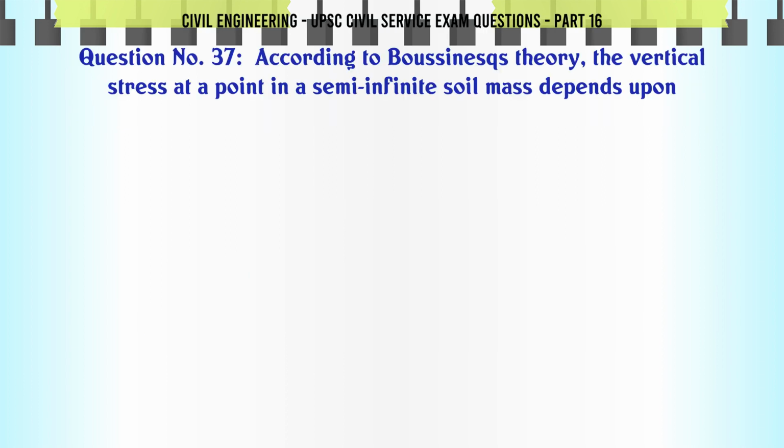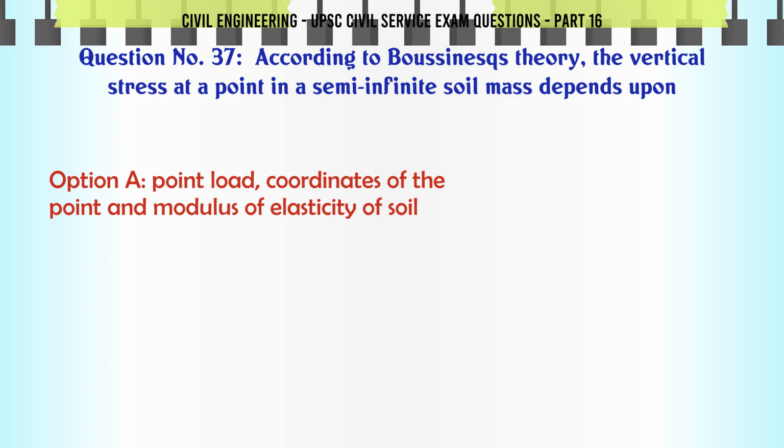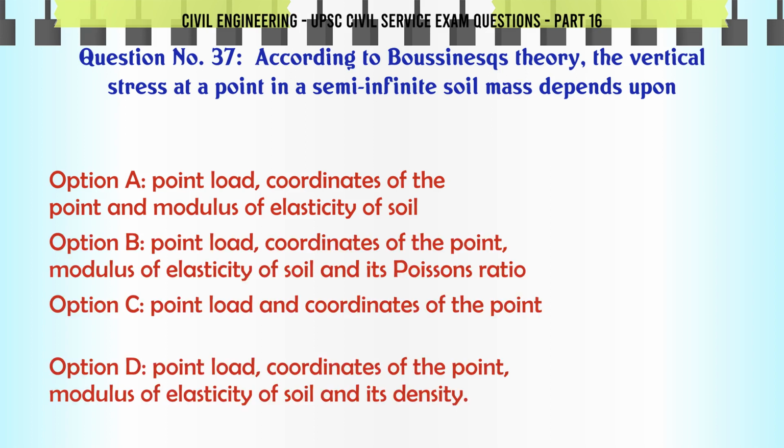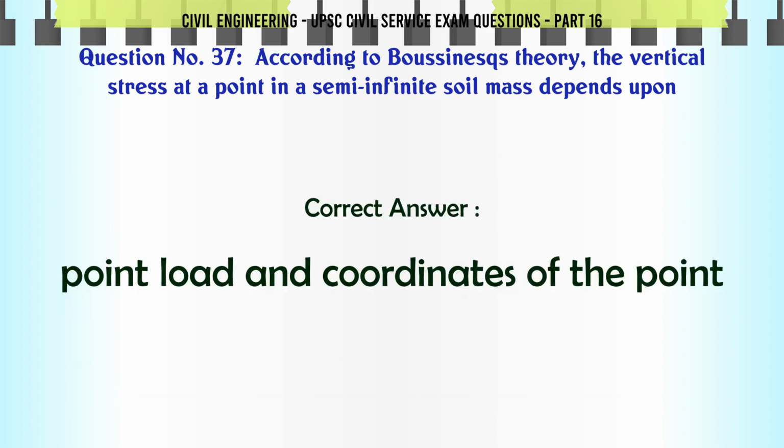According to Boussinesq's theory, the vertical stress at a point in a semi-infinite soil mass depends upon A. Point load, coordinates of the point and modulus of elasticity of soil. B. Point load, coordinates of the point, modulus of elasticity of soil and its Poisson's ratio. C. Point load and coordinates of the point. D. Point load, coordinates of the point, modulus of elasticity of soil and its density. The correct answer is point load and coordinates of the point.